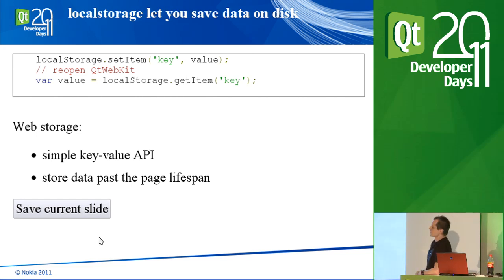Local storage lets you save data on disk. This is also very nice. So you can finally have websites that are a bit less stupid. They remember what you did last time. Or web applications that are less stupid.